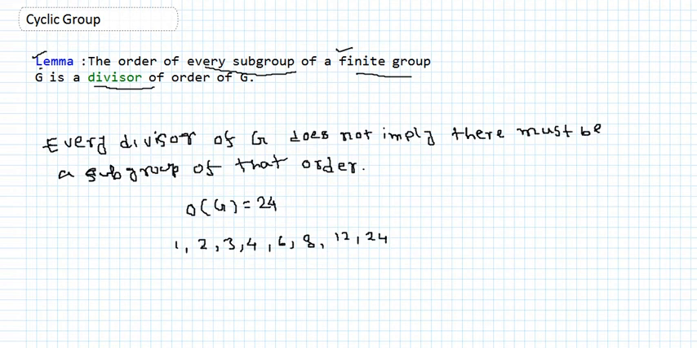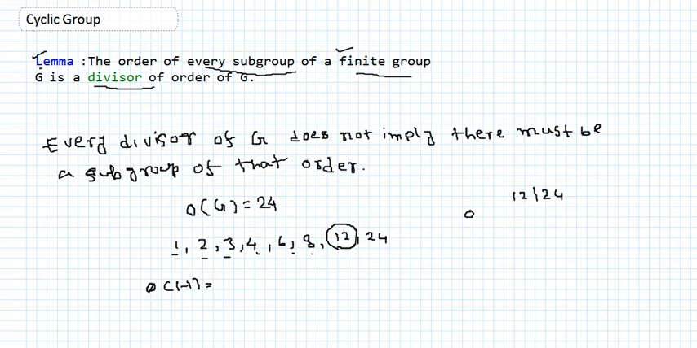From these results, if we have a subgroup H, then the order of H must be one of 1, 2, 3, 4, 6, 8, 12 or 24. If H is a subgroup of G, then the order of H must be one of them. But the result does not imply the converse. Suppose we have the divisor 12. So 12 divides 24. 12 is a divisor of 24.